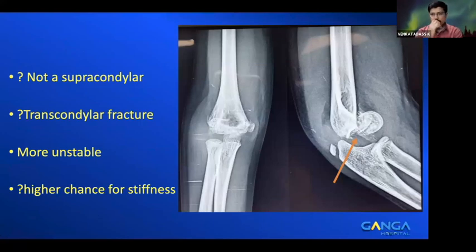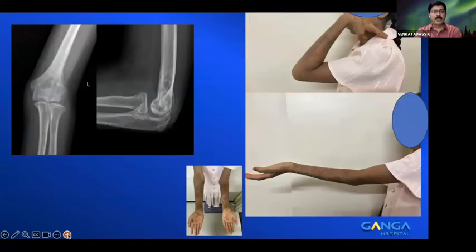So this is not a very typical sort of supracondylar fracture. I felt that it is more of a transcondylar fracture. You can see the fracture is quite low, and these fractures are more unstable, and you could face a challenge in stabilizing them percutaneously. You should counsel the parents about the need for open reduction as well as the higher chance of stiffness as well as avascular necrosis. These are very low supracondylar fractures. There could be vascular insult and there can be avascular necrosis.